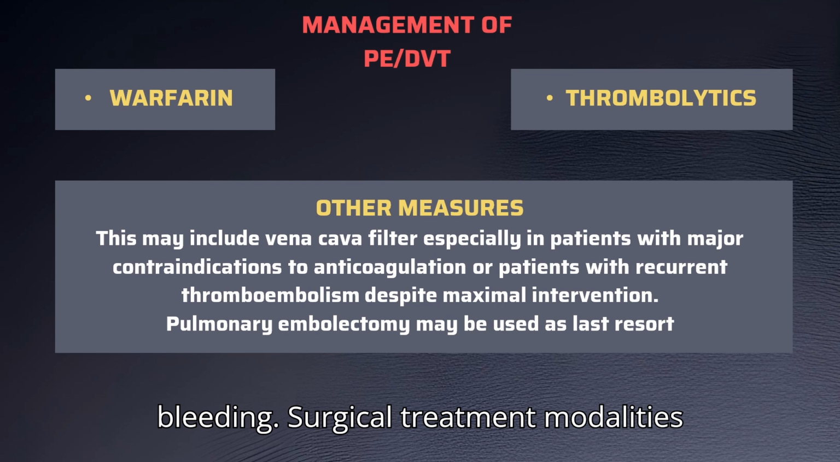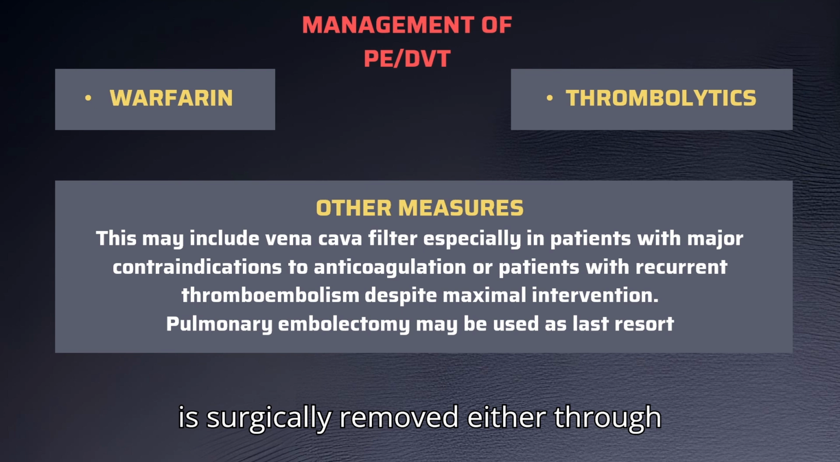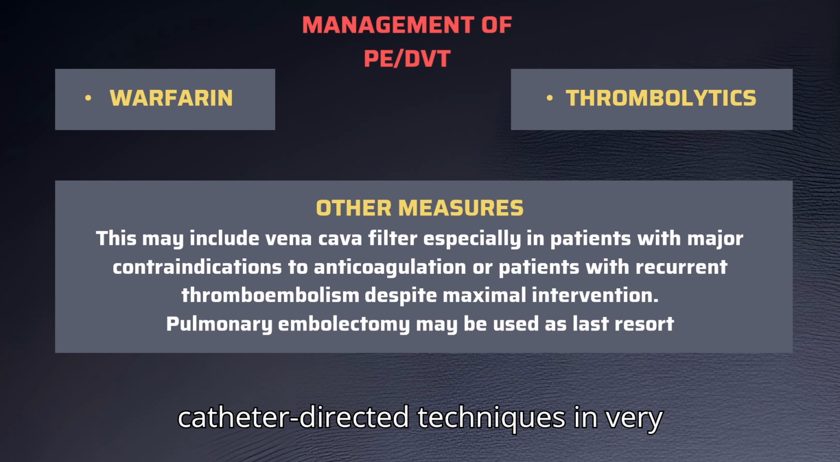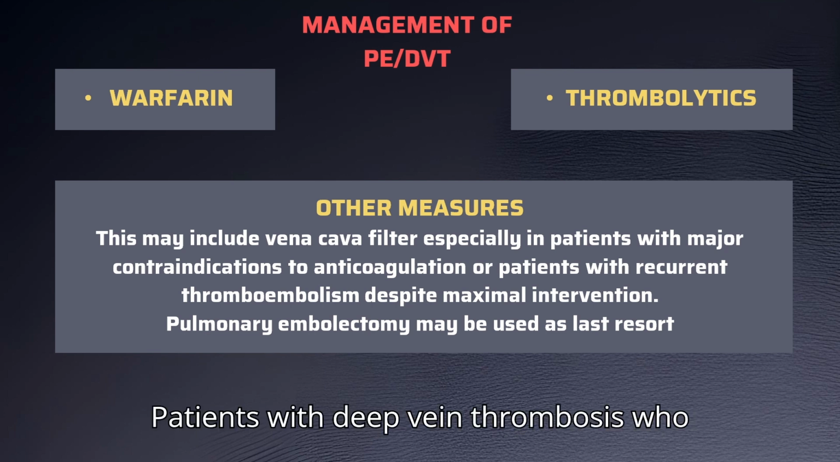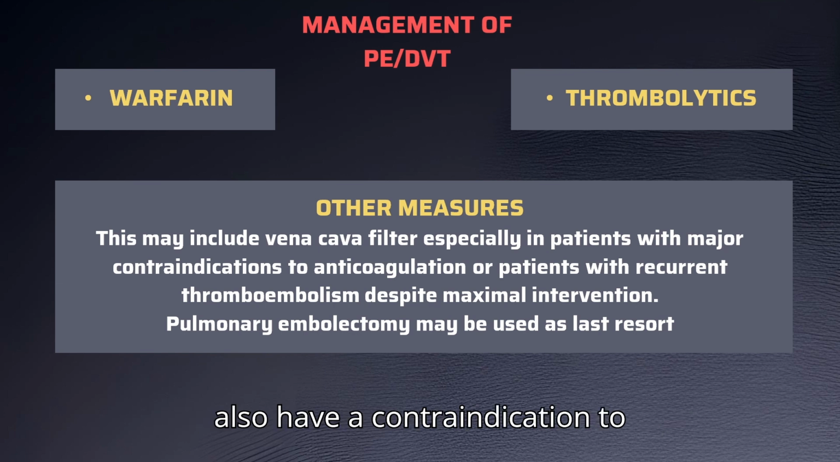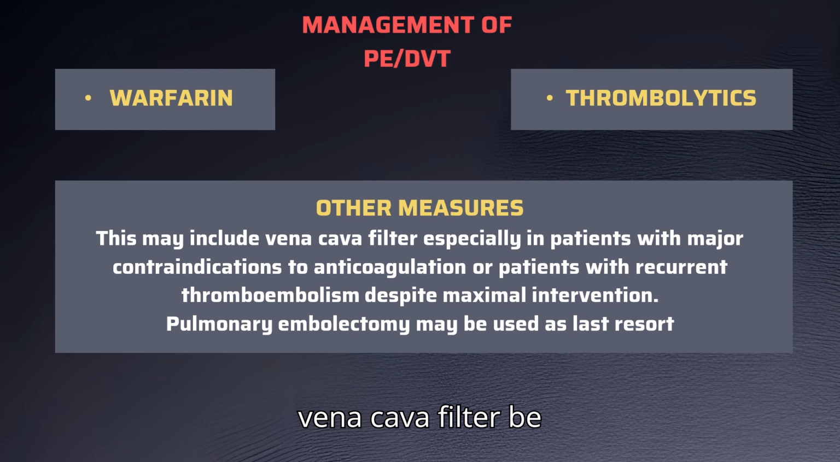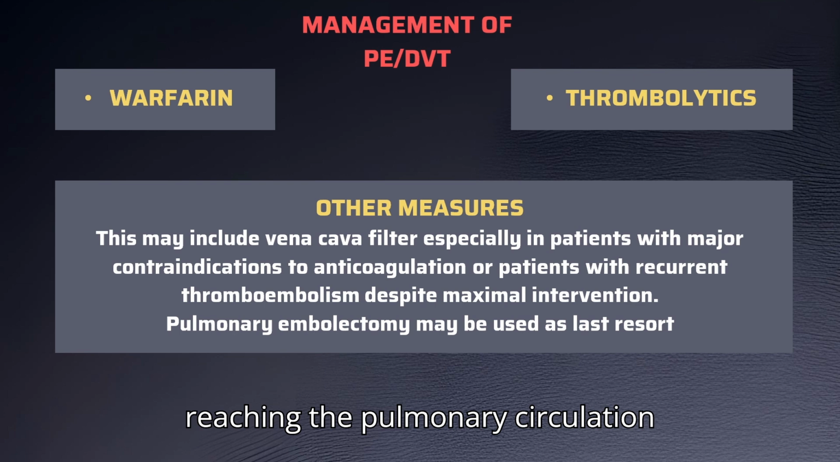Surgical treatment modalities can include thrombectomy, where the clot is surgically removed either through traditional methods or minimally invasive catheter-directed techniques in very severe cases or in patients that fail to respond to standard therapy, for example. For patients with deep vein thrombosis who also have a contraindication to anticoagulation, or those experiencing recurrent thromboembolism, the placement of a vena cava filter may be considered to prevent further clots from reaching the pulmonary circulation.